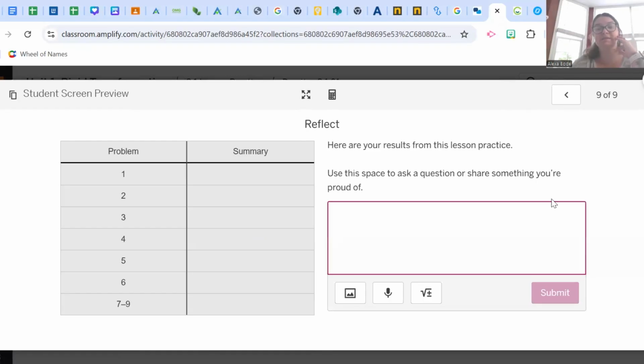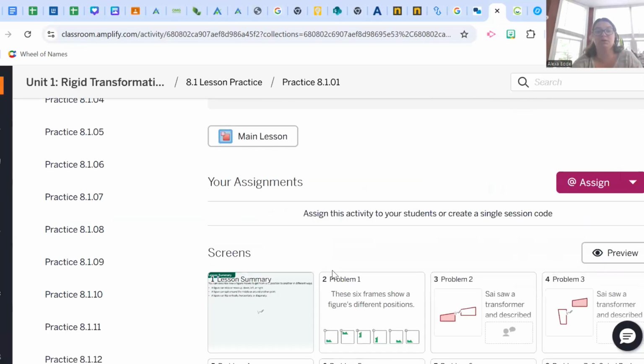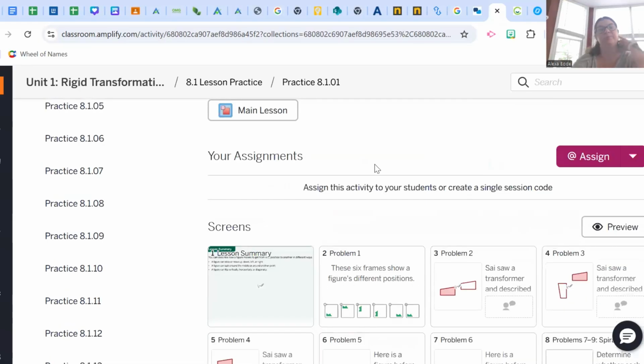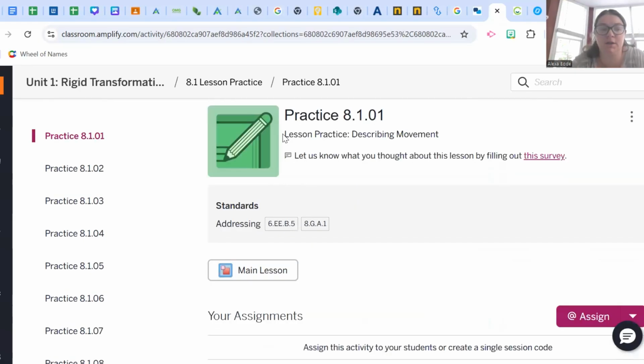And I want you to use this space here to ask a question or share something that you're proud of from this lesson today or from this practice. So this practice you are doing on your own once the Nearpod is completely over. If you finish this early, I do have some additional early finisher activities for you to do.